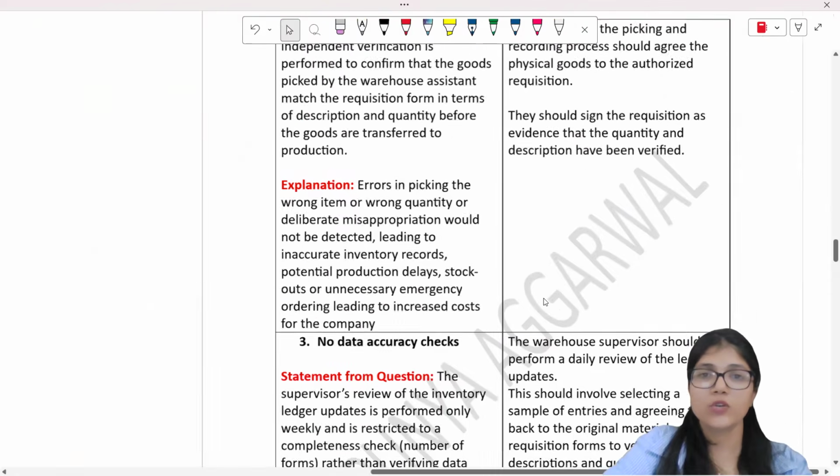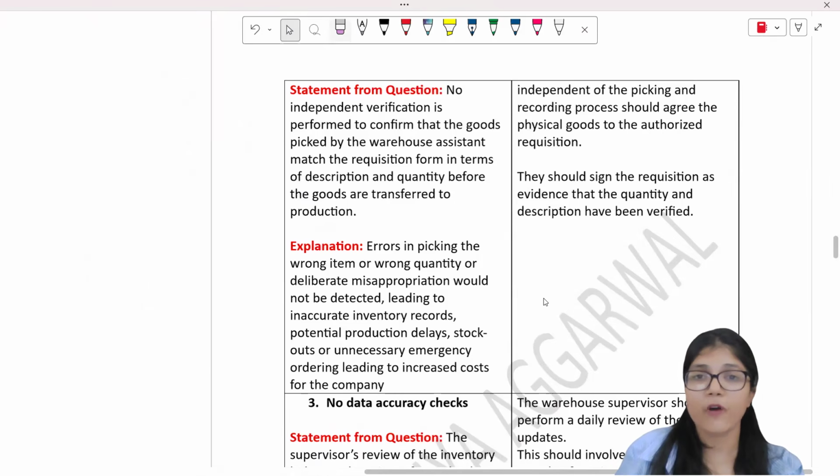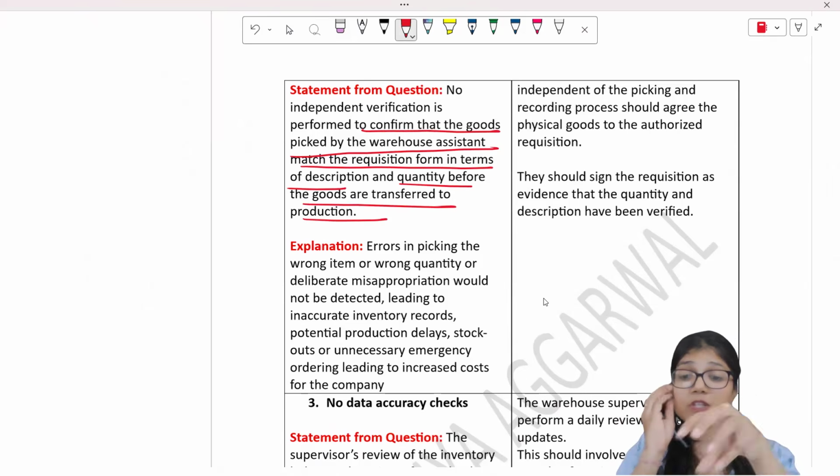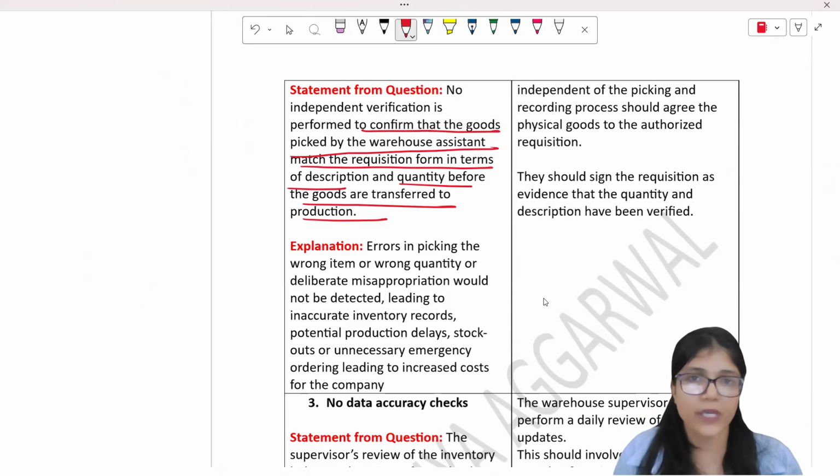Okay. So no independent verification is performed to confirm that goods picked by the warehouse assistant match the requisition form in terms of the description and quantity before the goods are transferred to production. So he's just picking and transferring. Nobody's reviewing what he's picking, how much he's picking, whether the quality is okay, the quantity is okay, the description is okay. Nobody is doing that, right?